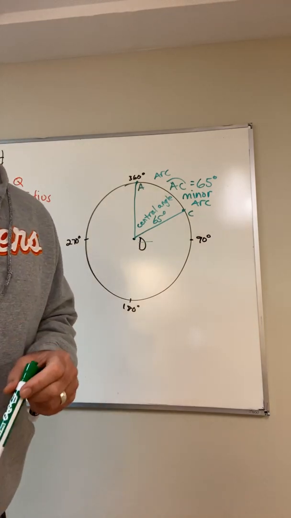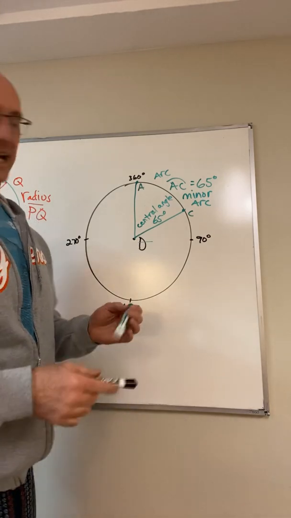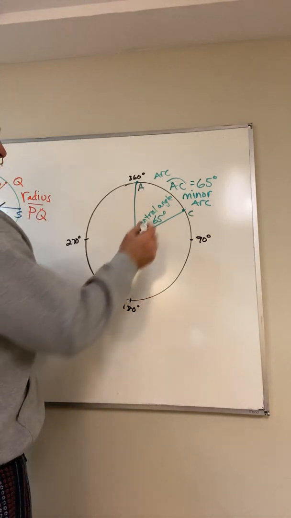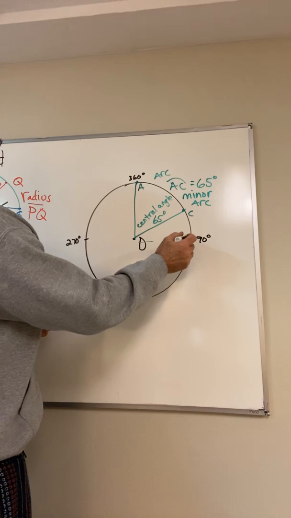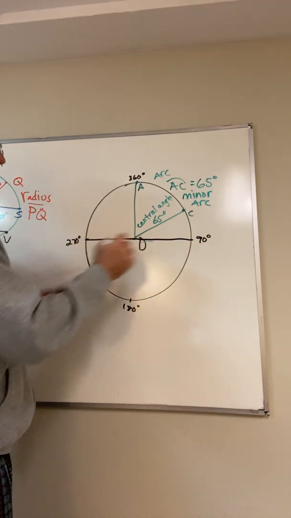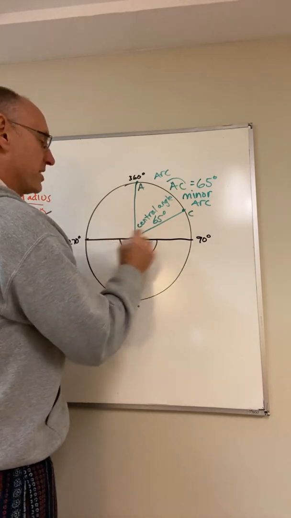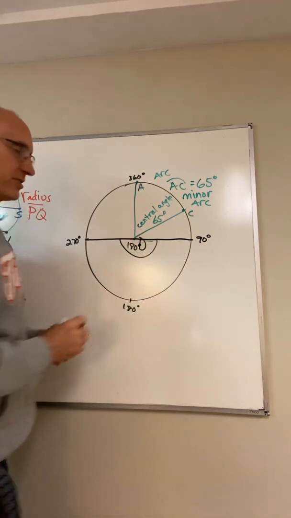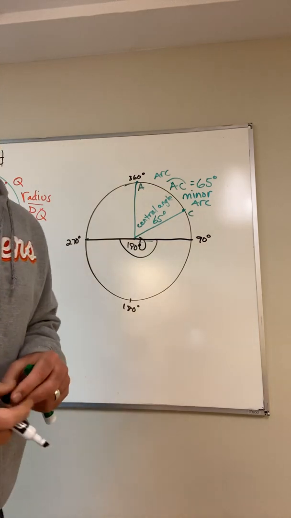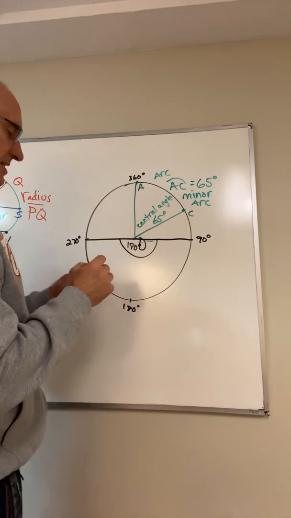And then if I were to draw a diameter all the way across, so if I went from 90 here all the way over to 270, just straight across, any diameter has a measure of 180 degrees.